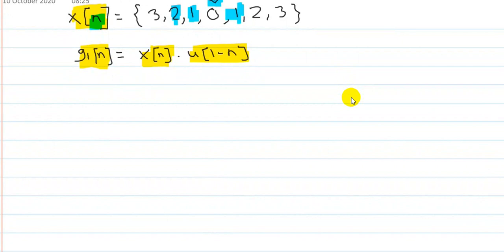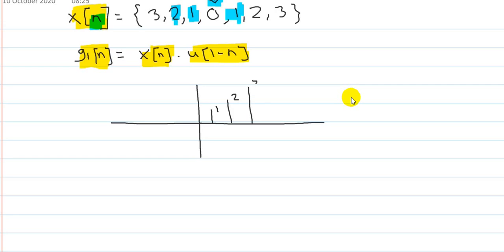So our signal, now at 0, it is 0 here. Then at 1 it will be 1 here. Then we have 2 here. And then we have 3 here. This is at 1, 2, and 3 here. And this is your n here.